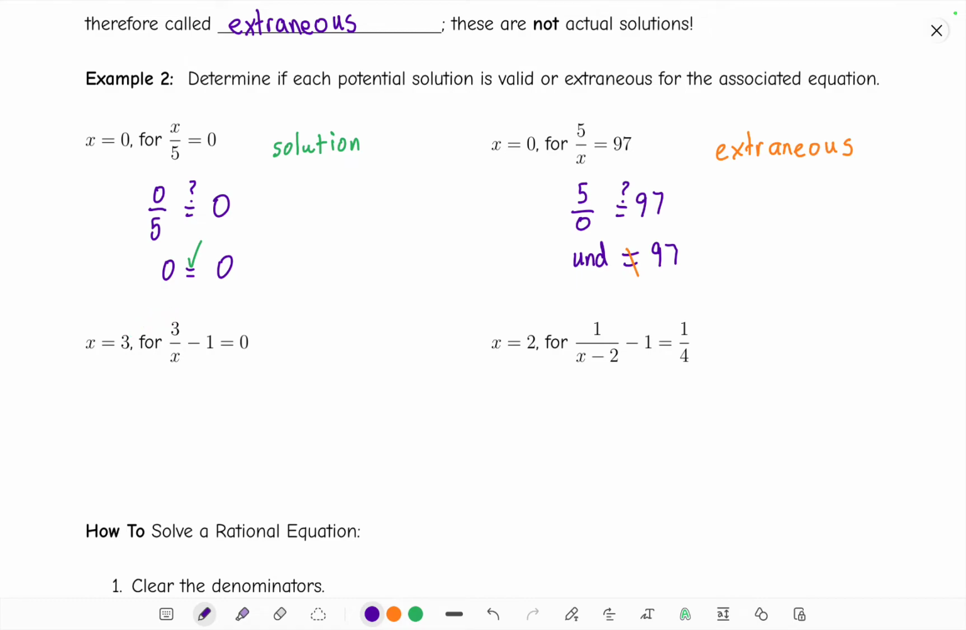x equals 3 for 3 over x minus 1 equals 0. So does 3 over 3 minus 1 equal 0? 3 over 3 is 1. 1 minus 1 is 0. So yes, it does equal 0. So this one is a solution.